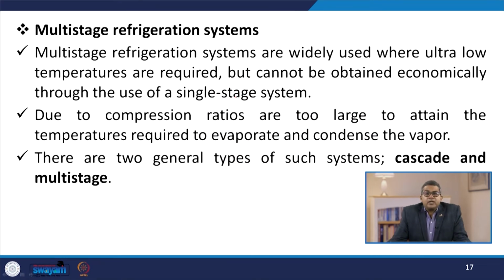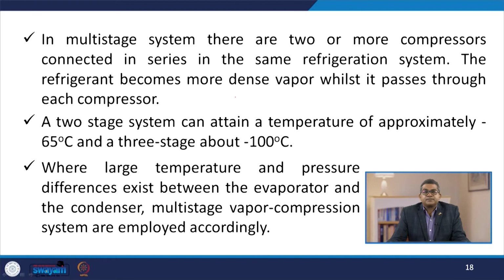Now let's talk about the multi-stage refrigeration system. Multi-stage refrigeration systems are widely used where ultra low temperatures are required but cannot be obtained economically through the use of a single stage system. Due to the compression ratio, they are too large to attain the temperature required to evaporate and condense the vapor. There are two general types of such systems: one is the cascade and the second one is the multi-stage.